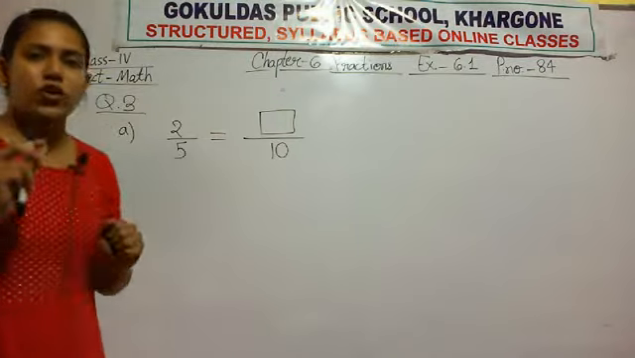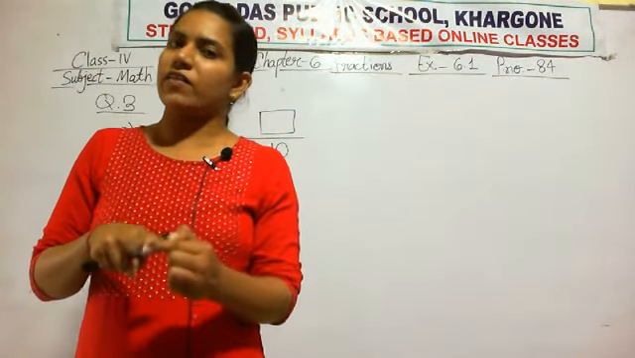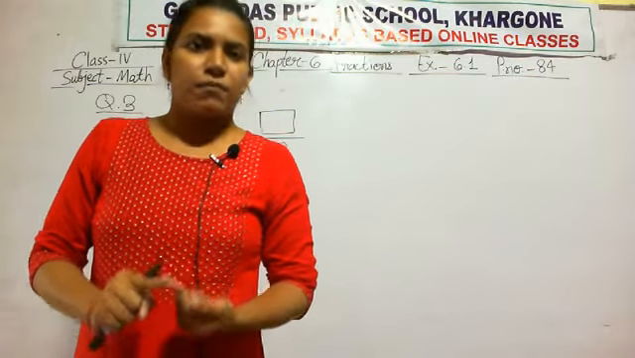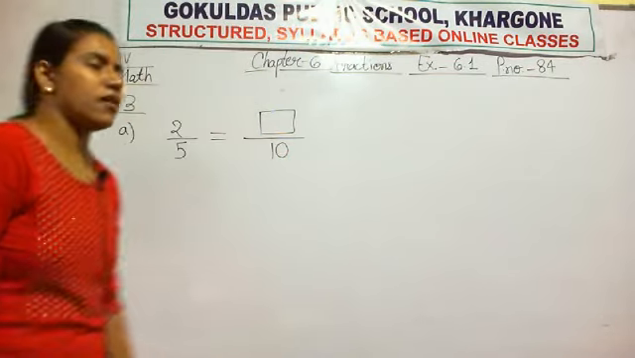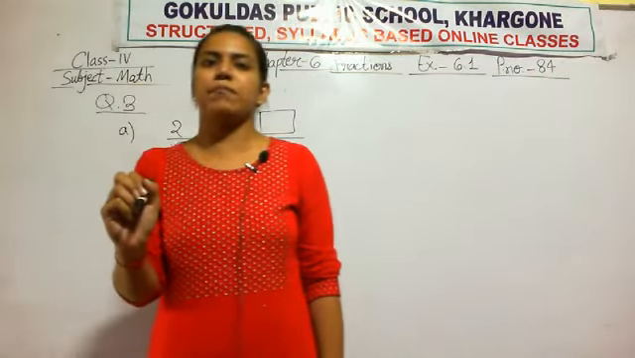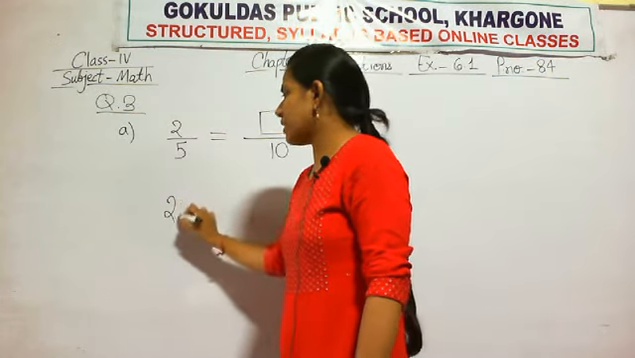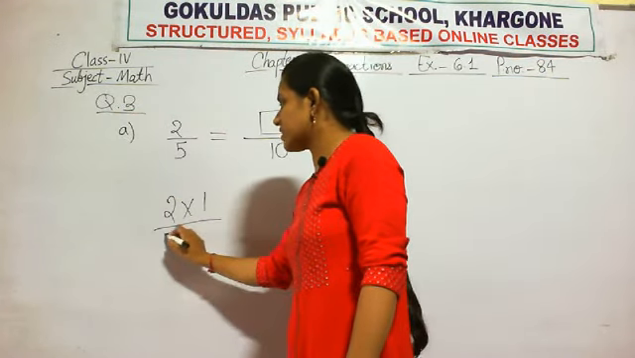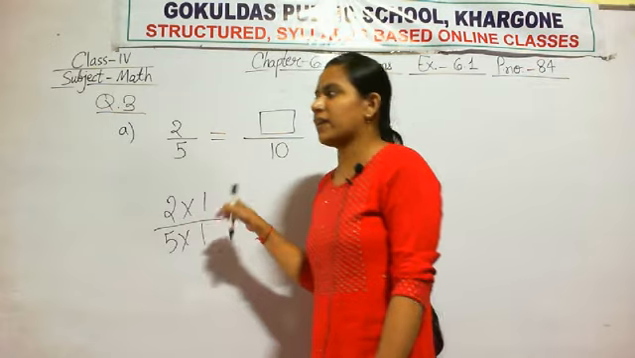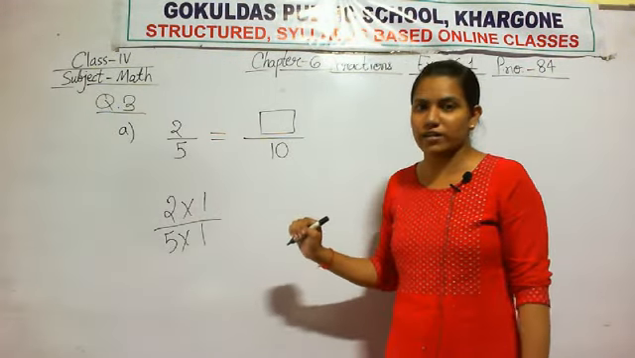As I told you, you can use only two operations to make fractions equivalent, that is multiplication or division. And one more thing: if you are multiplying anything in the numerator, you will multiply the same number in the denominator.